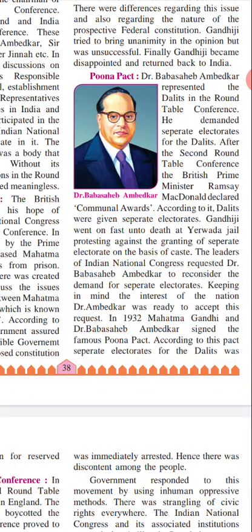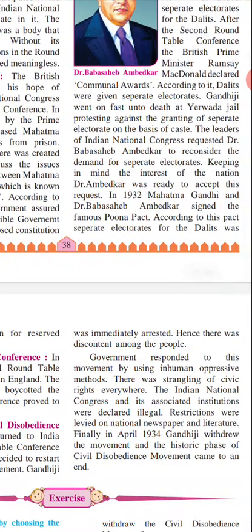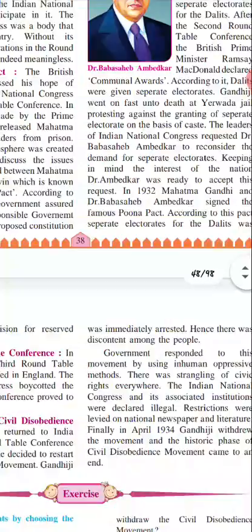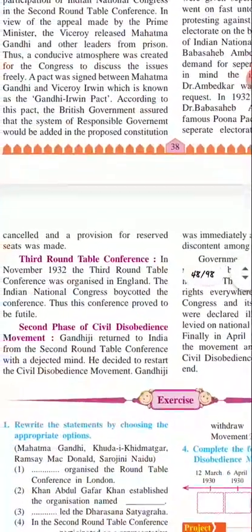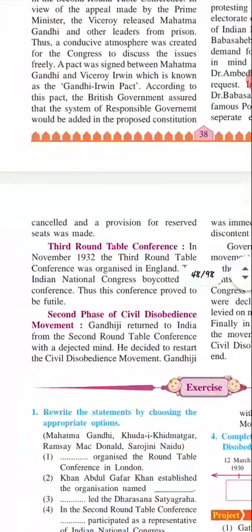In the Second Roundtable Conference, Dr. Babasaheb Ambedkar represented the Dalits and demanded separate electorates for them, and it was granted. After observing this, Gandhiji decided to take the help of Dr. Babasaheb Ambedkar and sign the famous Pune Pact. According to this pact, the separate electorates for the Dalits were to be removed and reserved seats for all the categories should be made.